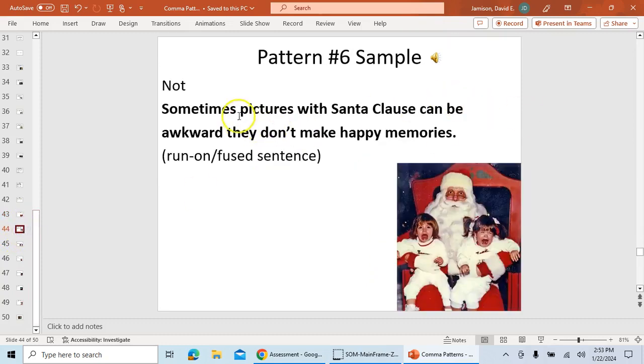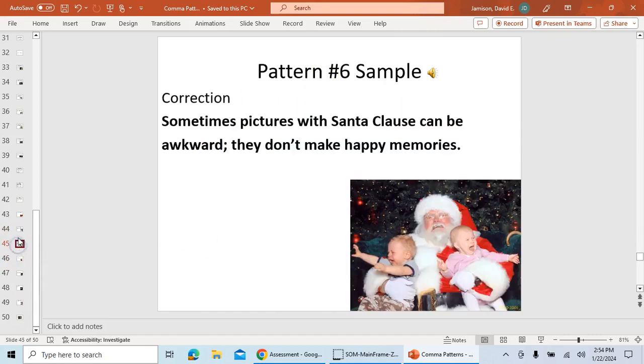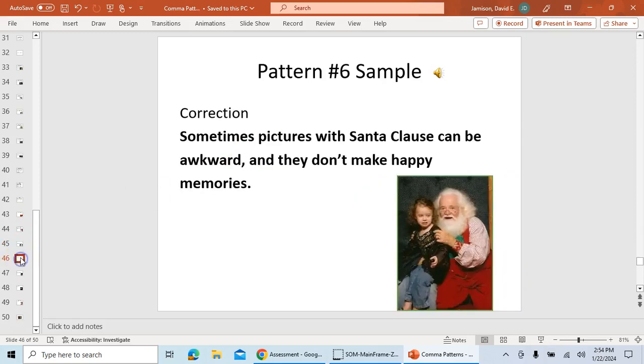And we can't just do it with nothing at all, like this one here. Sometimes pictures with Santa Claus can be awkward. They don't make happy memories. Those are, again, two independent clauses. They need something to separate them. So this one does it with a semicolon after awkward. That's the easiest way to do it, probably, if you've made a comma splice.